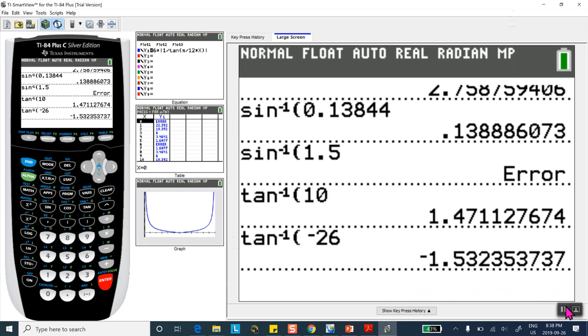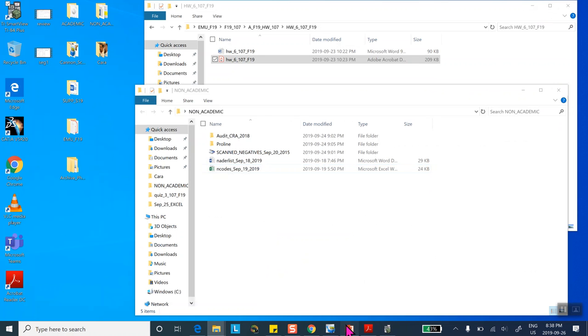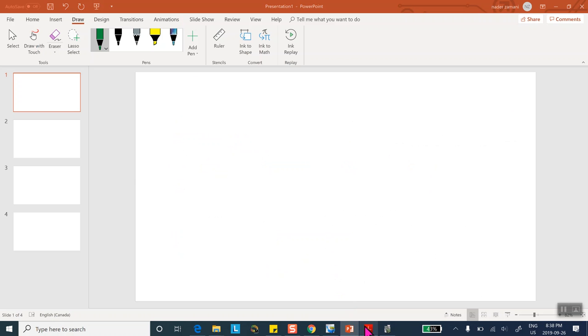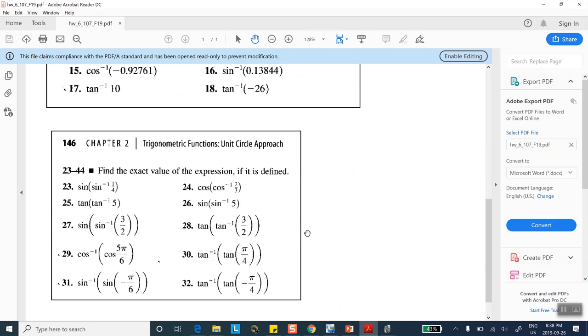So let me stop this. Actually, let me go ahead and continue doing it here. So where is your homework? I'm working with these other problems. Let me start with 23. Look, it says, don't put this in your calculator. Give me the exact value if you can do it. So let's concentrate on 23.